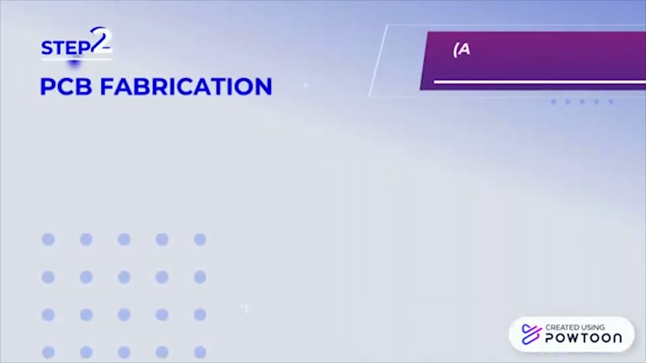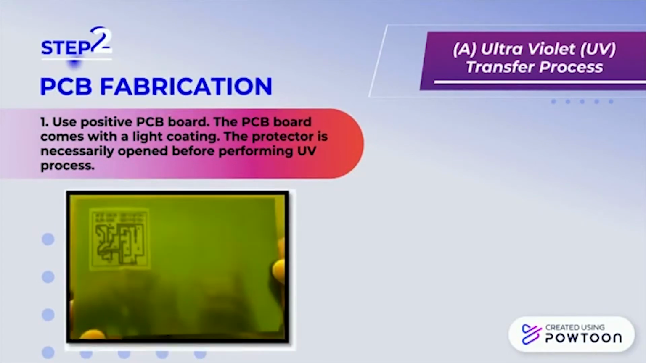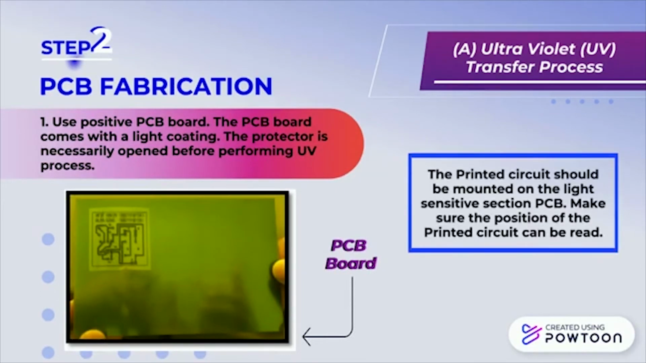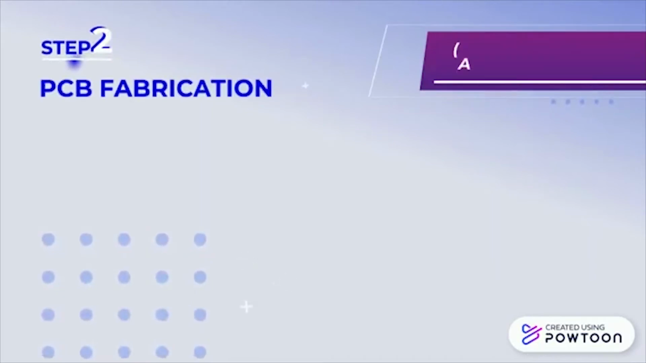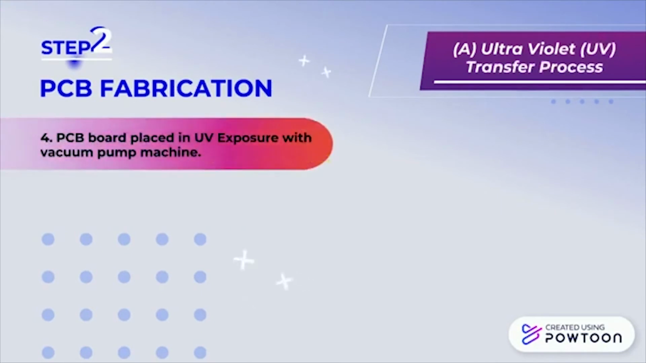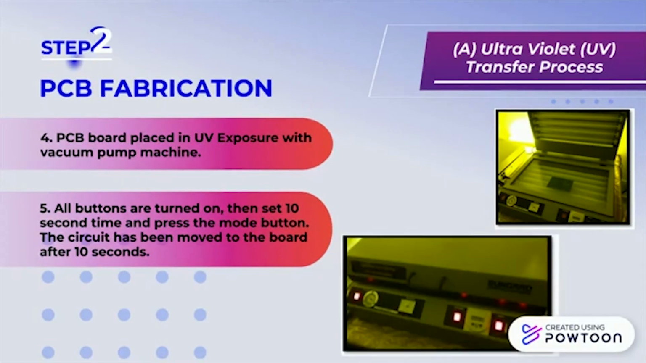Step 2. The UV transfer process, which is the PCB fabrication. The protector is necessarily opened before performing the UV process, and it has to be placed on the PCB board. The PCB board is placed in UV exposure in a vacuum pump machine. All the buttons are turned on, then set 10-second time and press the mode button. The circuit has been moved to the board after 10 seconds.